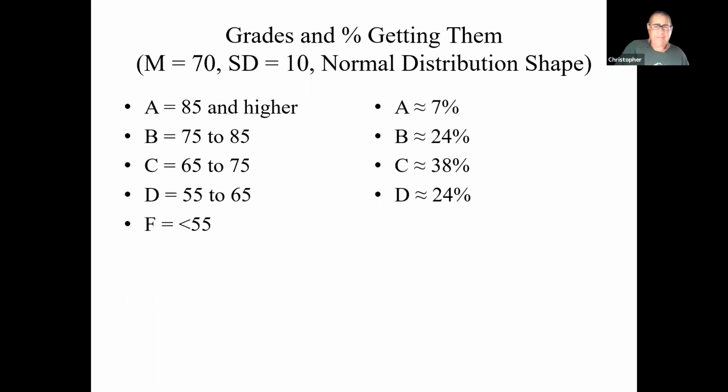And an F, well, for every A, there's got to be an F. So if we're talking about a class of 100 people, about 7 people will get an A, 7 people will fail. The majority of people will get a C.